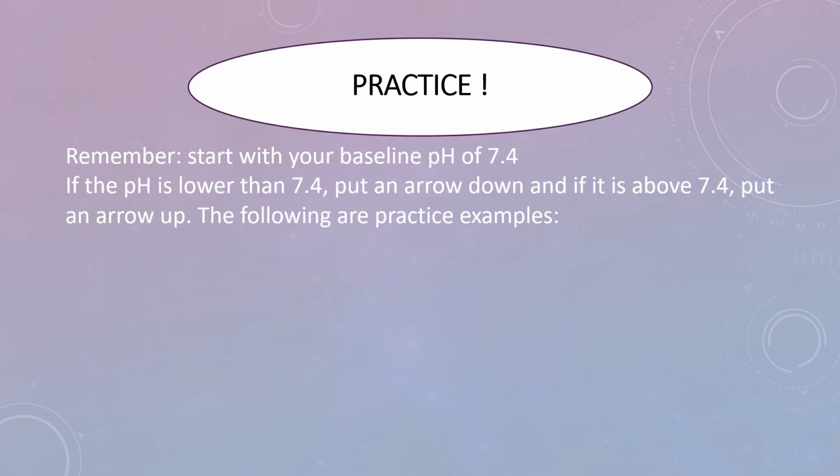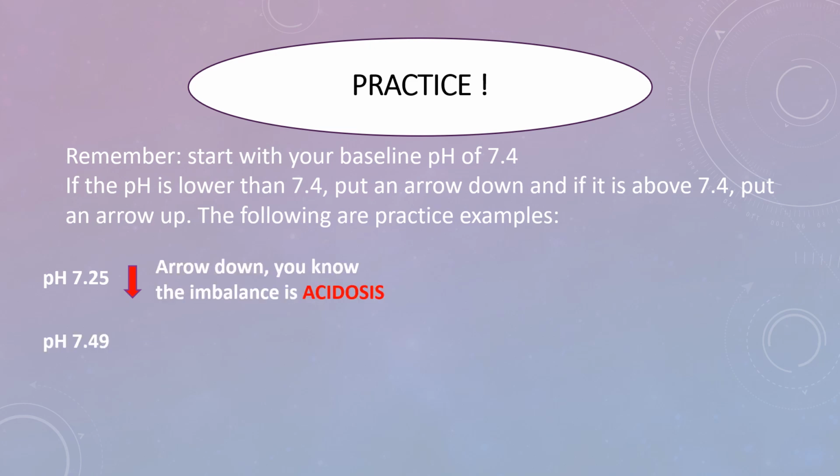Let's practice this again. Remember, start with our baseline pH of 7.4. If the pH is lower than 7.4, put an arrow down. If it's above 7.4, put an arrow up. The following are practice examples. We have a pH of 7.25, that's down. It indicates acidosis. We have a pH of 7.49, that's up.